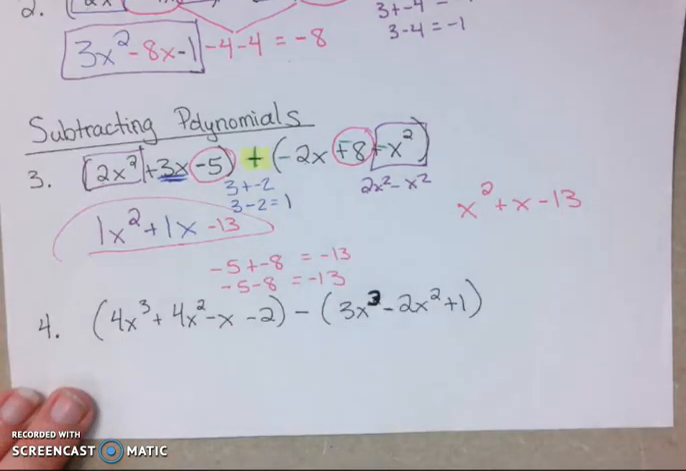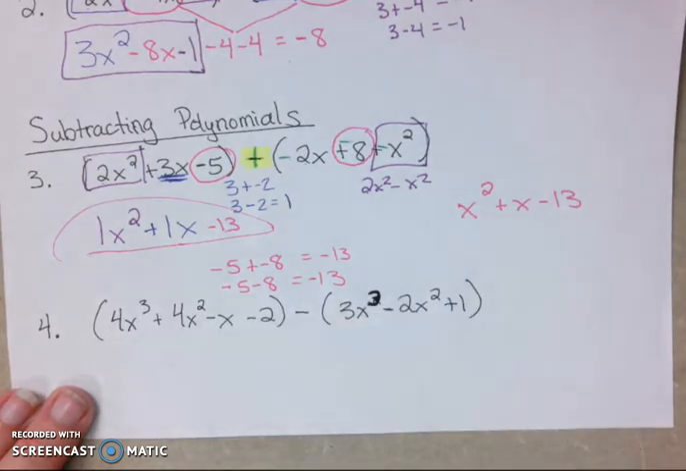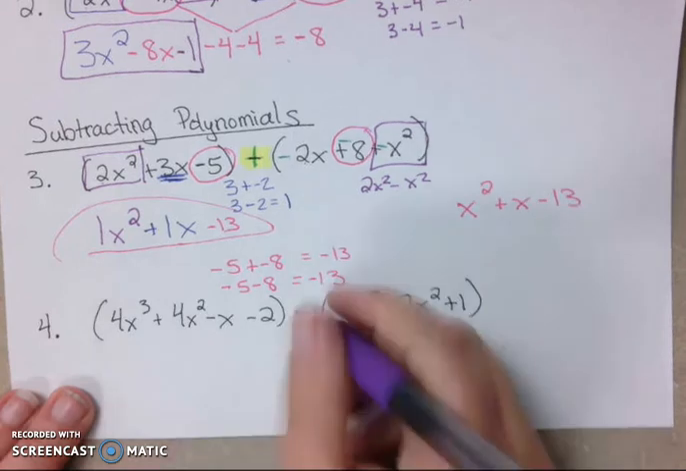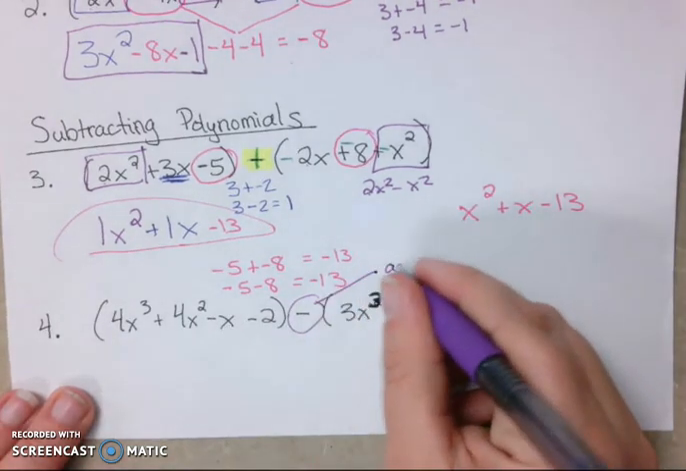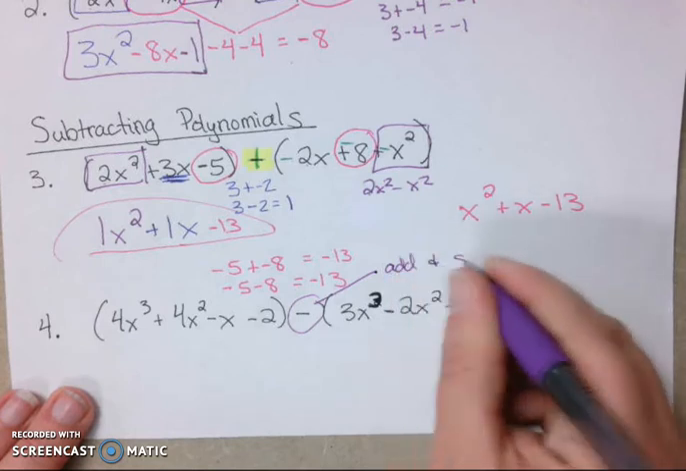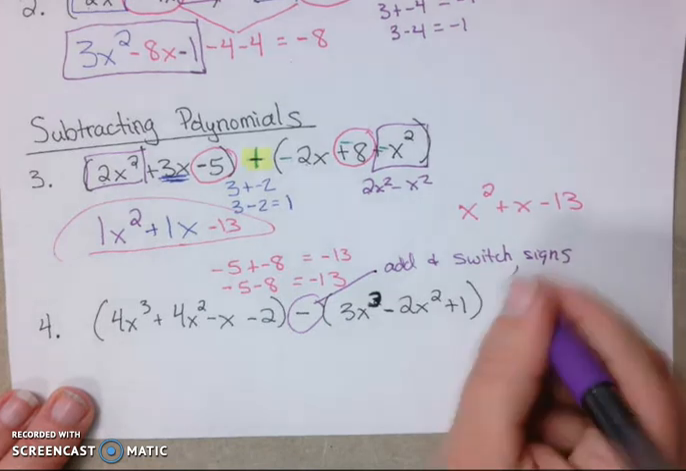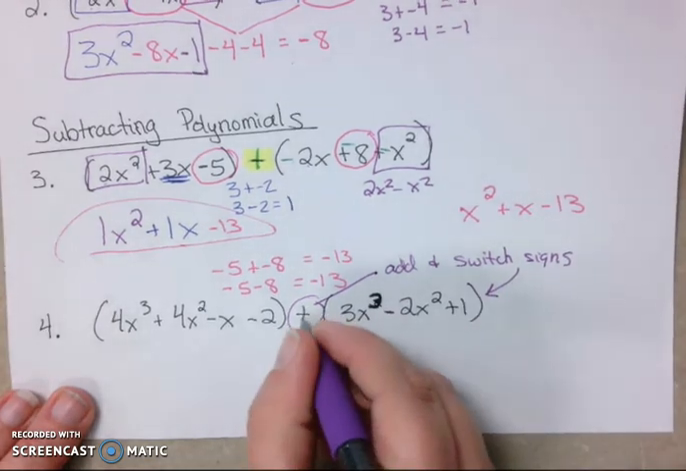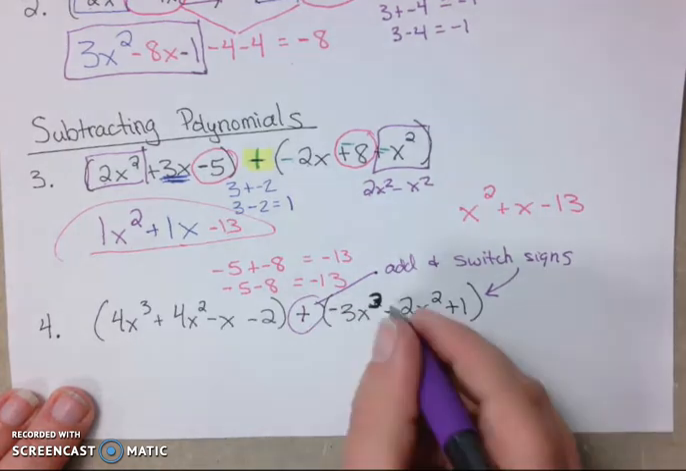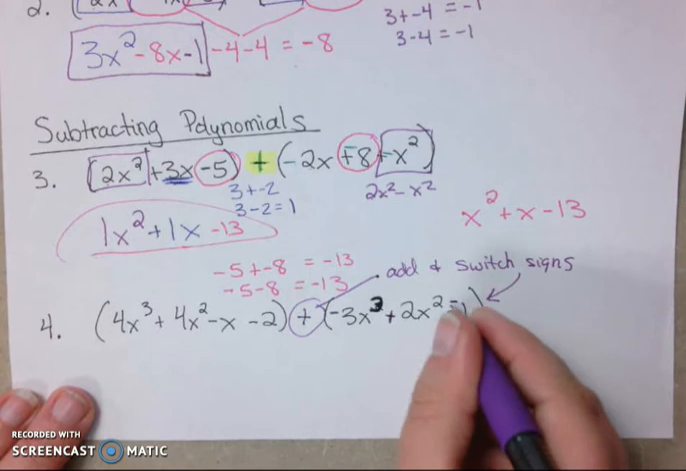All right, here's the next one. That's a 3, by the way. Sorry, I kind of messed up. So what I'm going to do, whenever you have a minus, I'm going to add, and I'm going to switch signs on everything in my second polynomial. So add, this becomes negative, this becomes positive, and this becomes negative 1.